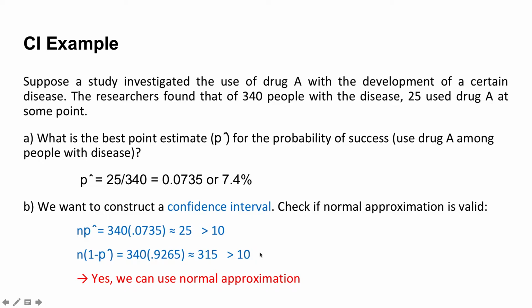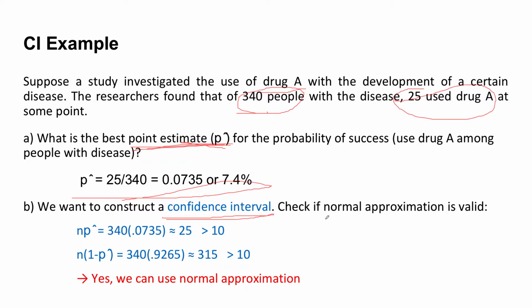Okay, so this is the example. So here's the study. People with a certain disease use drug A. So out of this many people who use drug A, what's the best point estimate? Do you remember we were doing estimation before, right? So the point estimate is this number over this number. And we want to construct a confidence interval. So let's check if the normal assumption is valid.